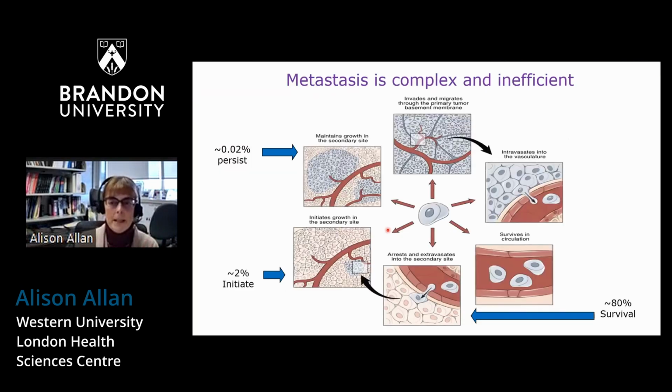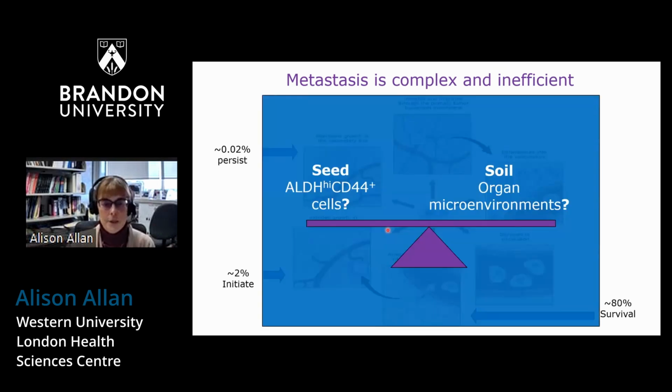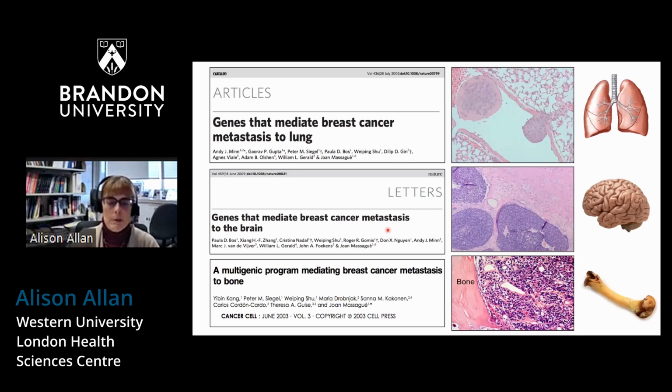And so then if we come back to this first idea about metastasis being inefficient, what we now believe is that this inefficiency is driven by a balance between the seed and the soil. And so when we were starting to think about this organ tropism or seed and soil aspects of our studies, there was a series of papers that were published out of a big lab at Memorial Sloan Kettering in New York, Juan Massagué's lab. And this group identified genes that mediate breast cancer metastasis to specific organs, including the lung, the brain, and the bone.